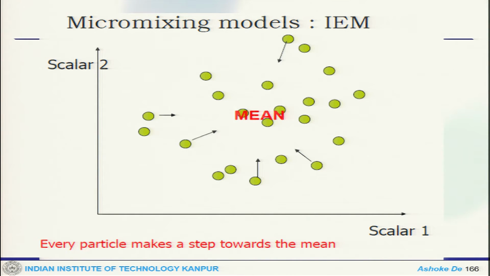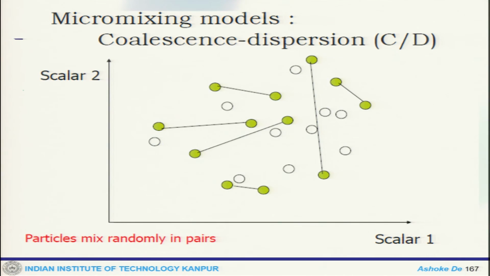This is one of the mixing models that was available. Then there are two other models, one is called the coalescence dispersion, or CD, or modified CD, where if this is the scalar and this direction is another scalar, the particles mix randomly in pairs. This is how the mixing model works.